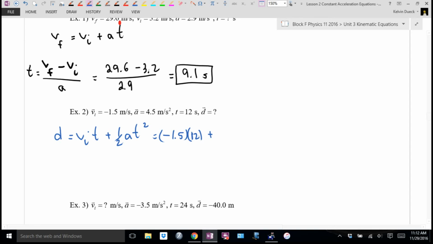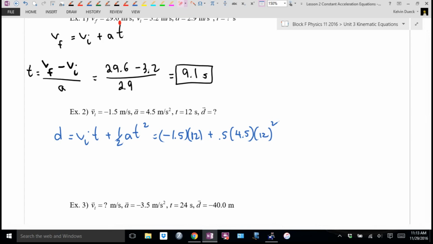Yeah, Jordan? Loud and proud. Yep. 0.5 times 4.5 times 12. Oh, 12 what? 12 squared. The most common mistake kids make with this equation is that they're so proud they've got everything in the right place, they let their guard down and they forget to put the squared on.